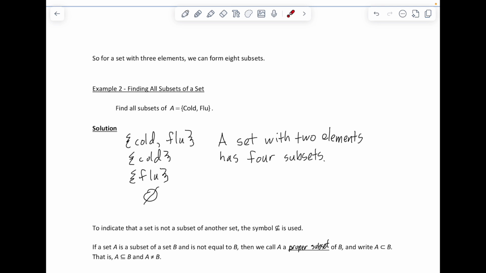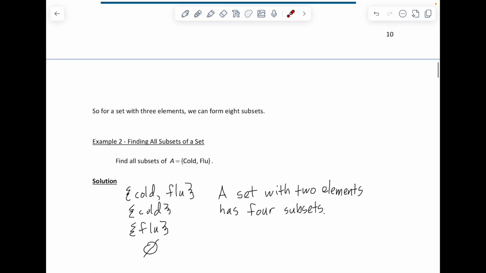And the symbol for a proper subset is this symbol. It's the same symbol, but without the horizontal line at the bottom. And we would interpret that as A is a subset of B, and also A is not equal to B, right?